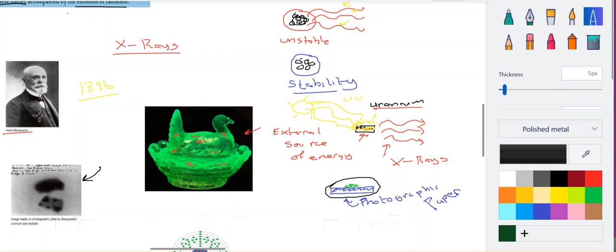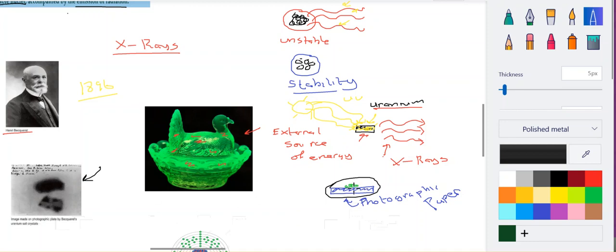So what he thought was happening was that the absorbed energy from the sun was being released by the uranium compound in the form of X-rays. So you charge up the uranium crystals, you put them in, and you cover them up like this, and then you get these photographic plates that get developed.